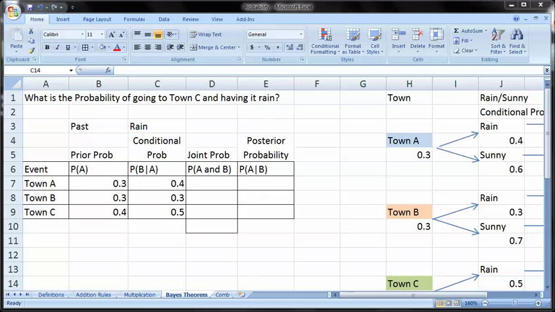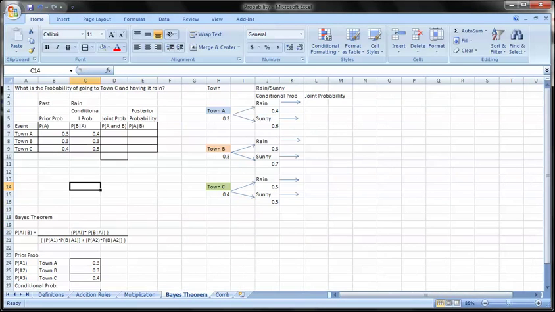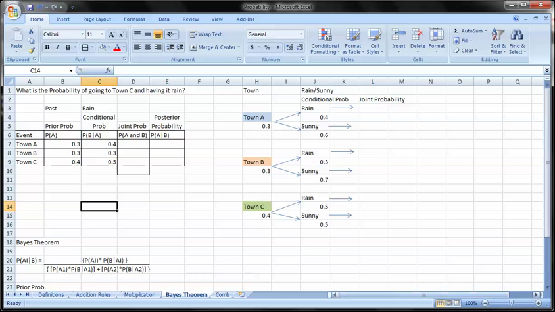All right, we're on the multiplication tab. You'll notice that I've made a couple of modifications here, particularly down in this area, because I made some errors and corrected them. All right, but going into it, let's look at what we want to find out. The big question is, what is the probability of going to town C and having it rain?